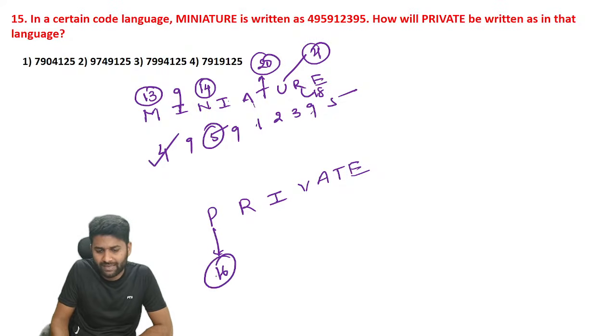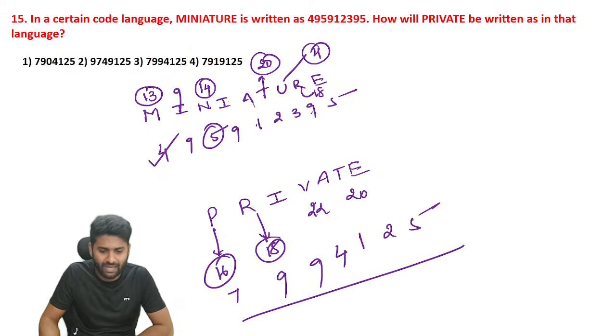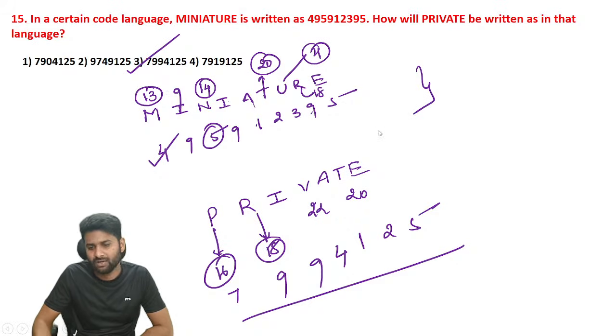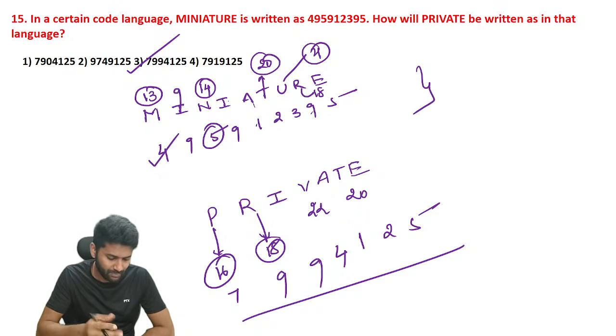Same way, P is the 16th letter, so we require 7. R is the 18th letter, we require 9. Again, I is 9, V is the 22nd, so it is replaced with 4. A is 1, T is 20, again 2, E is 5. So the answer is 7994125. So use the alphabetical position, and if it is a two-digit number, the sum of its digits should be used for that code value.